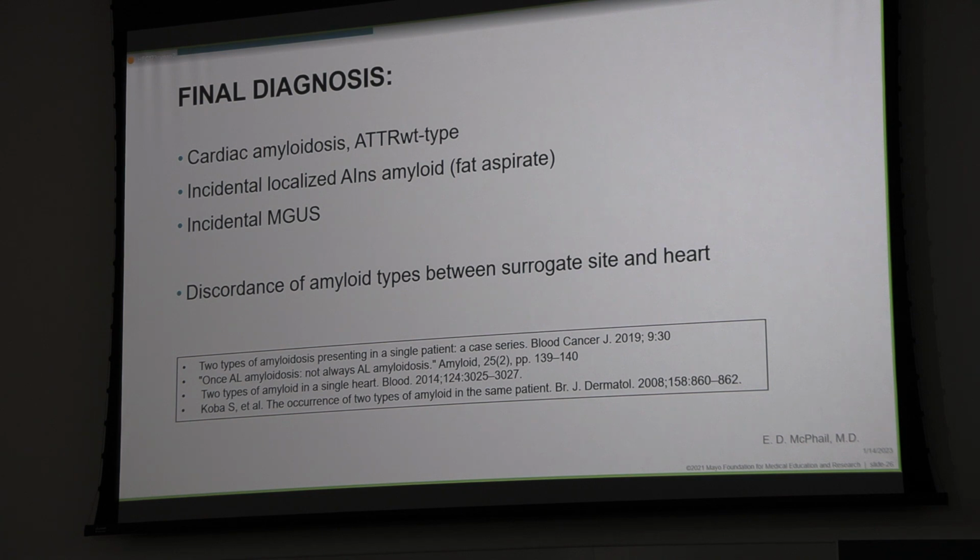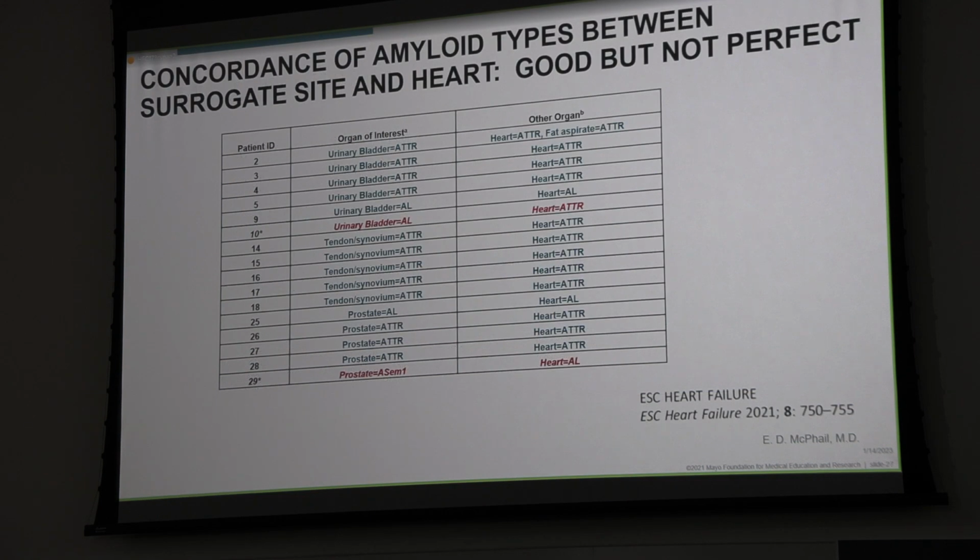So don't be surprised, and just keep going, if the story doesn't make sense with the surrogate site. And the last example, okay, I forgot about this. This is a paper we had written about whether you could use surrogate sites like prostate or bladder or tendon as surrogate for cardiac amyloid.